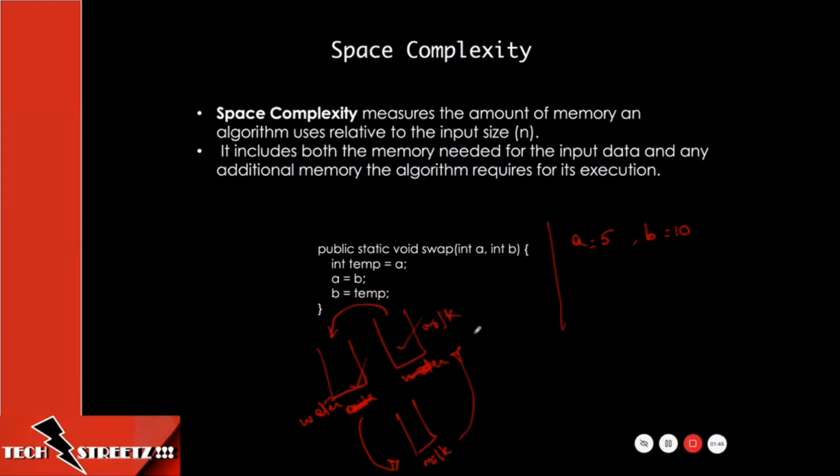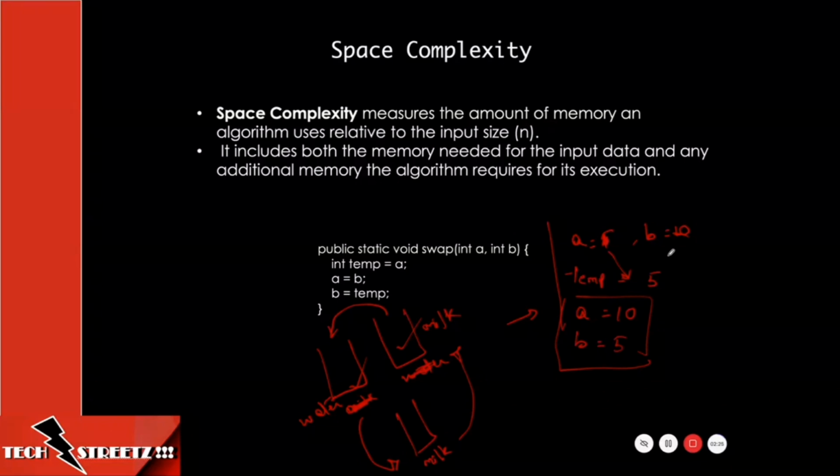Now apply the same scenario here. Let's take a temporary variable which is empty. In this temporary variable, put this value 5. Now a is empty. Now place the b value in a, which is 10. Now in b, place this temporary variable, which is 5. That's how we are swapping these two values in these variables.